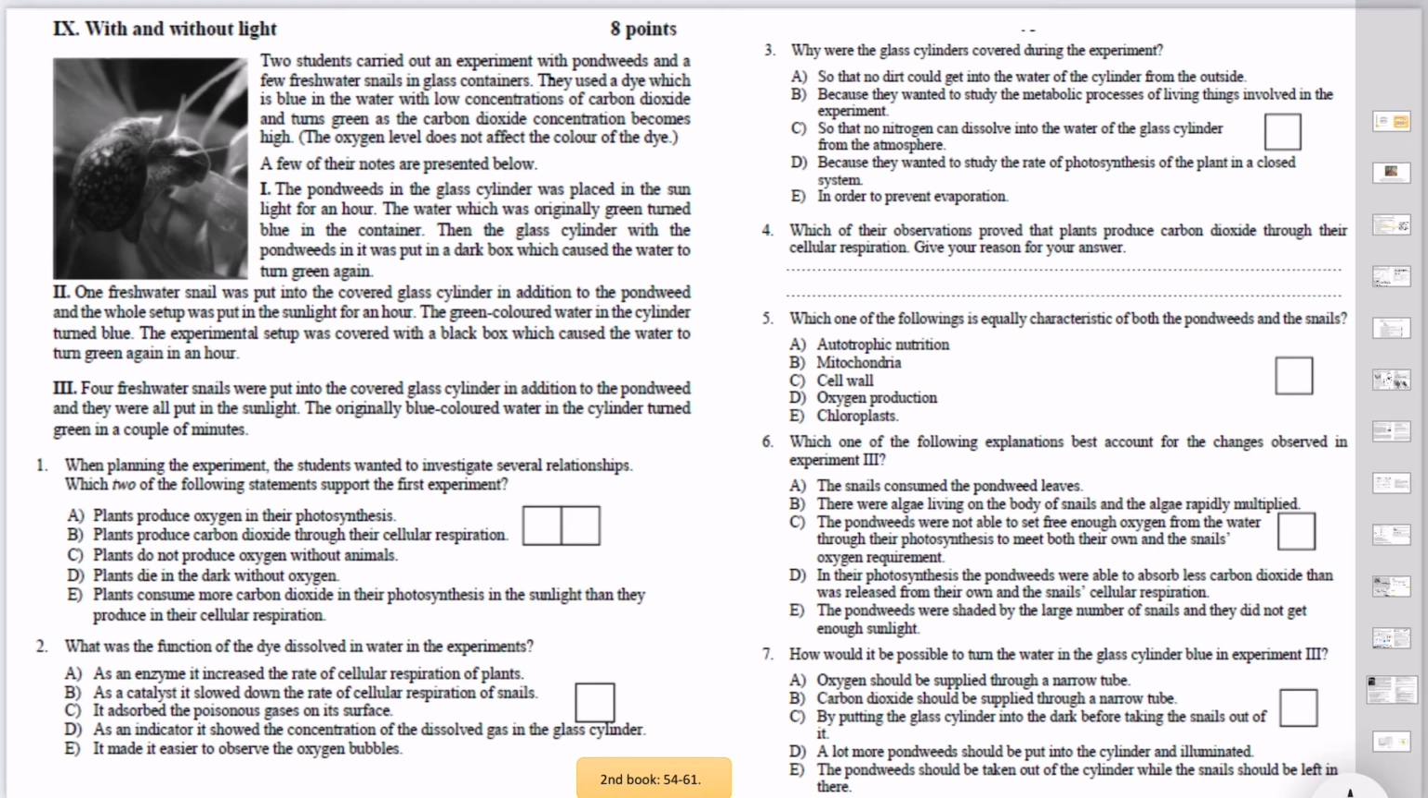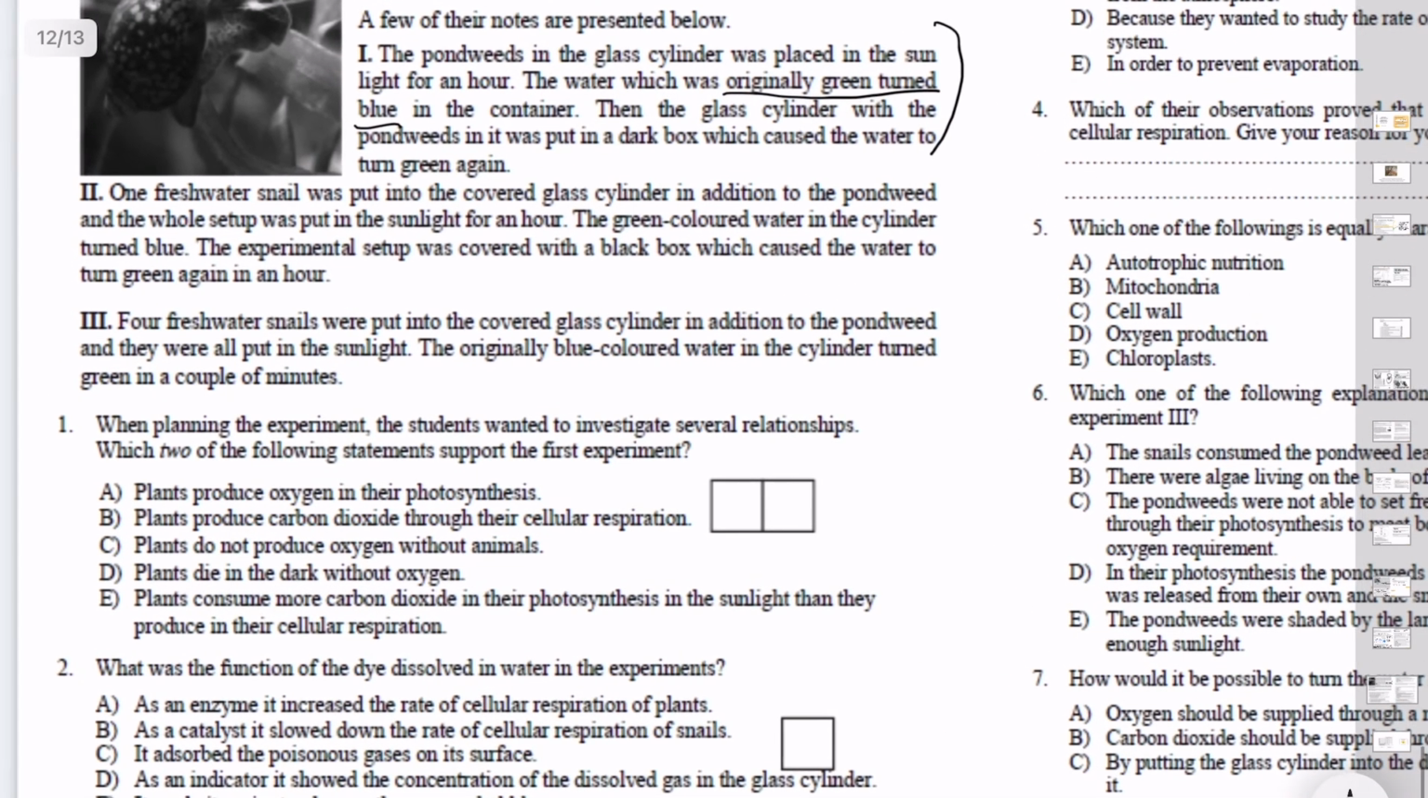So this part of the text should be analyzed. So the original green color turned blue, which simply means, if we keep in mind that basically the blue color indicates a low carbon dioxide concentration and the green is an indicator of a high carbon dioxide concentration. So the carbon dioxide concentration decreased in this experiment. Now, let's quickly look at the statements. Plants produce oxygen in their photosynthesis.